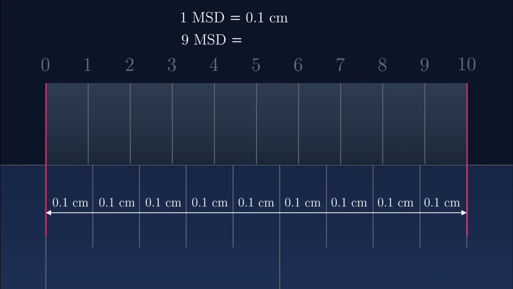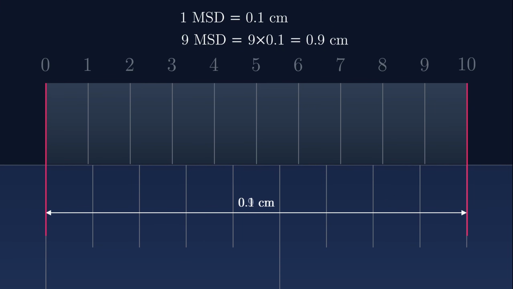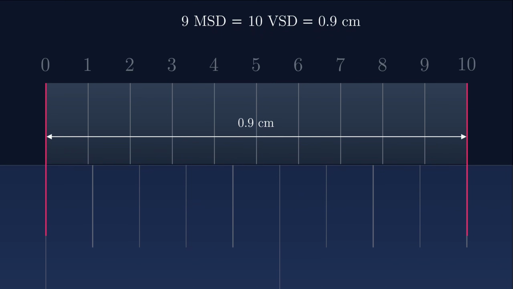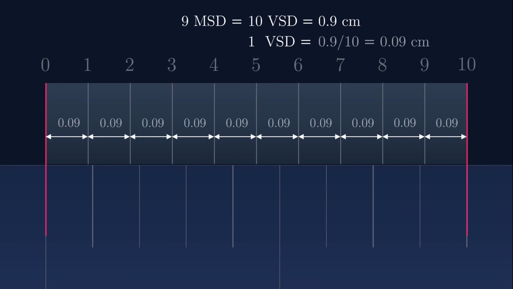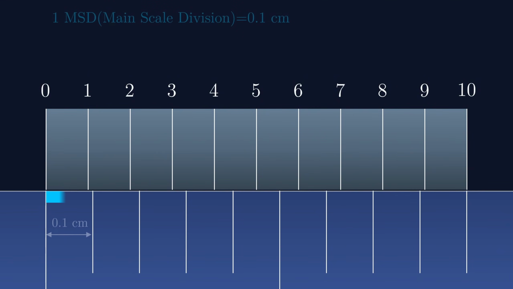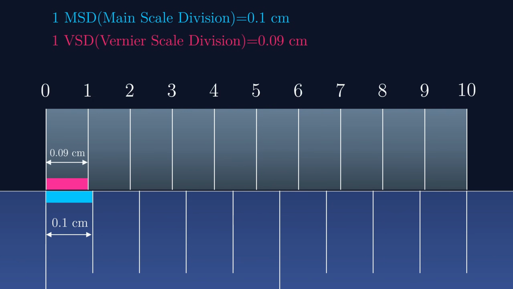There are 9 MSDs in total here. So, the total length of these 9 MSDs is 0.9 centimeters. Now, this 0.9 centimeters is equal to the length of 10 VSDs. Therefore, the length of 1 VSD must be 0.9 divided by 10, which is 0.09 centimeters. Make sense? So, we have established that one main scale division is 0.1 centimeters and one Vernier scale division is 0.09 centimeters.